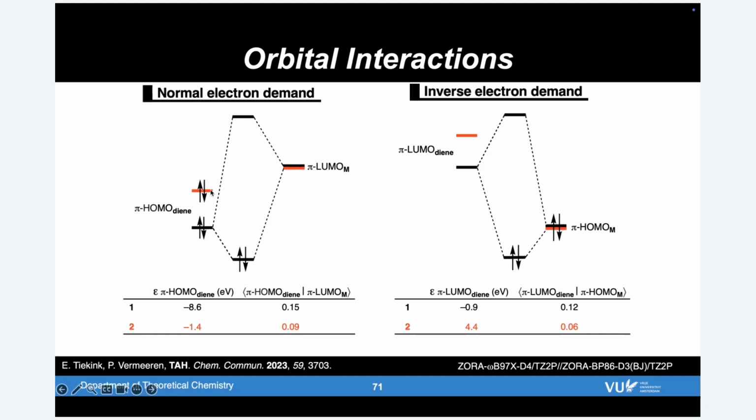So the normal electron demand interaction does become a bit more stabilizing, but the inverse electron demand is way less stabilizing now. So the hydrazone has a much higher pi LUMO, and that really can't accept charge as much from the highest occupied molecular orbital of the maleimide. So while benefiting from more stabilizing normal electron demand, it really is hurt by less stabilizing inverse electron demand interactions.